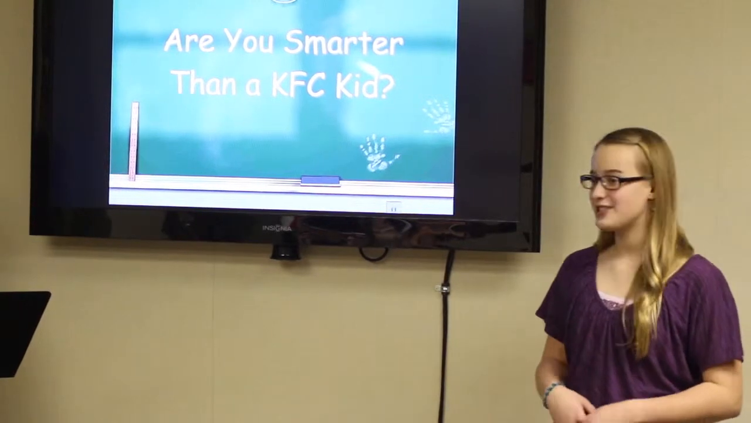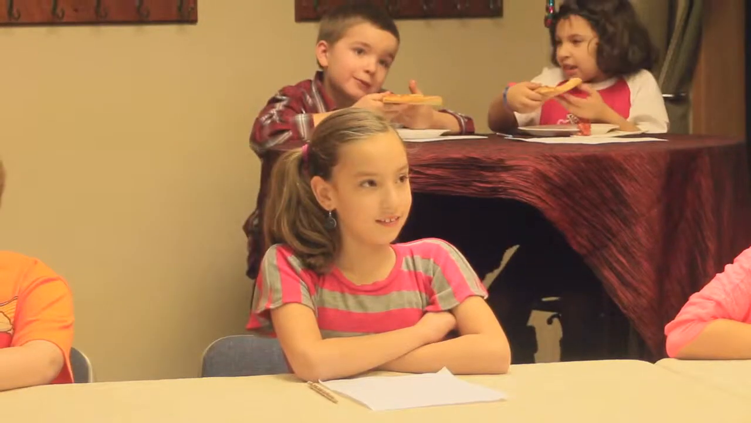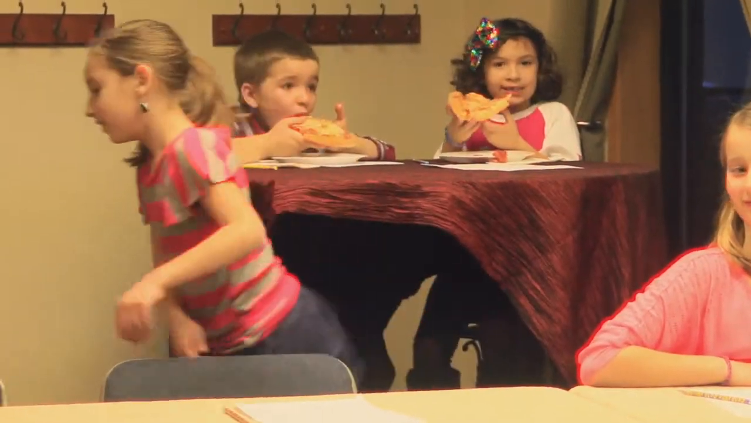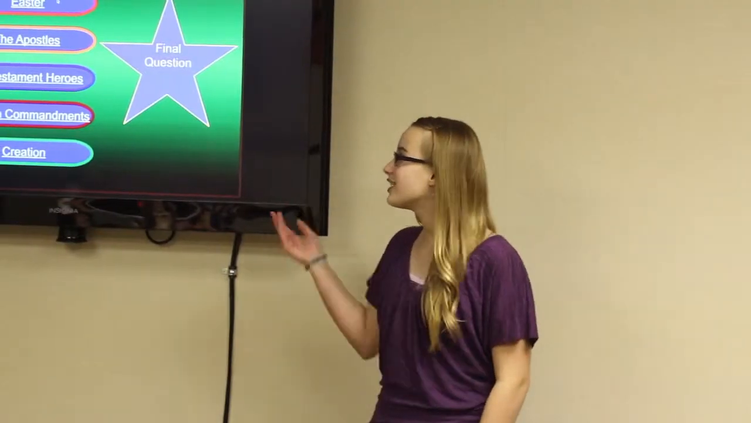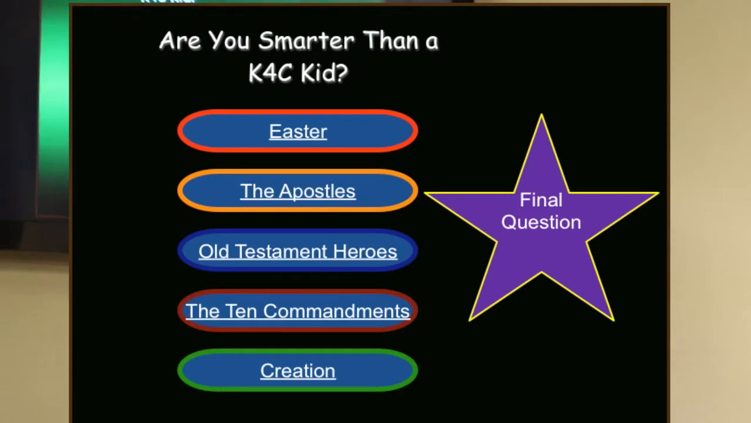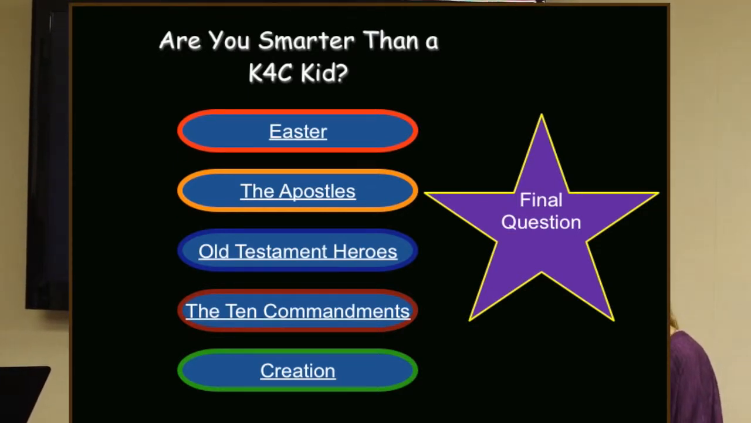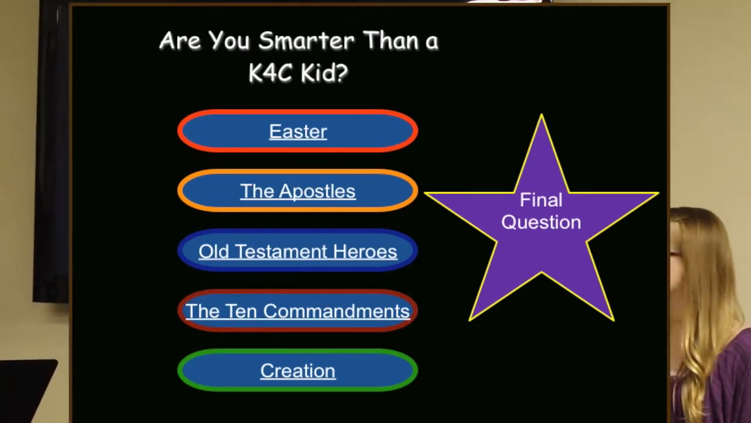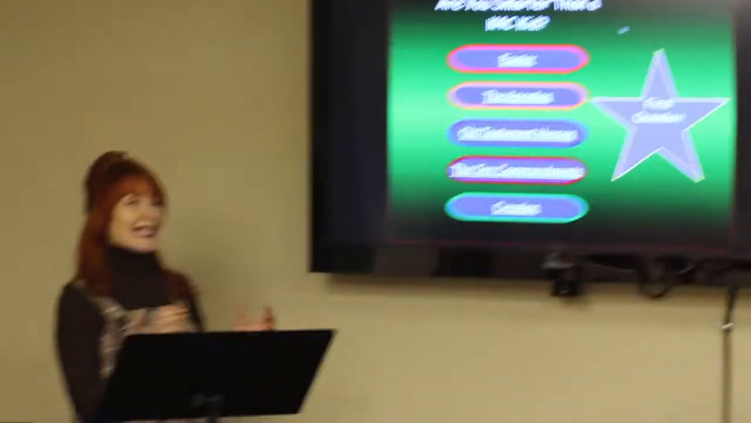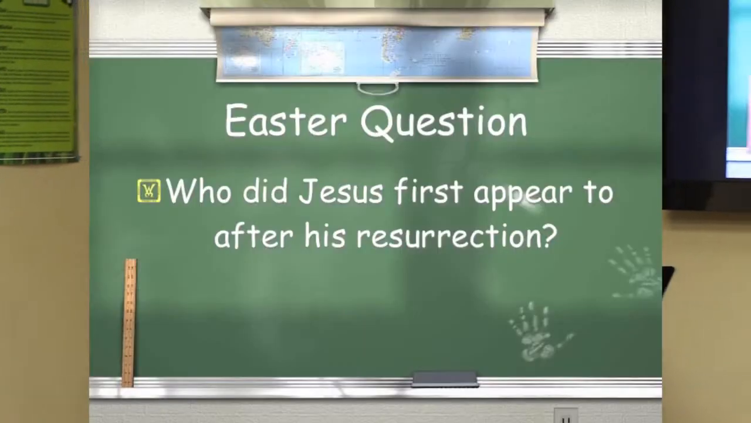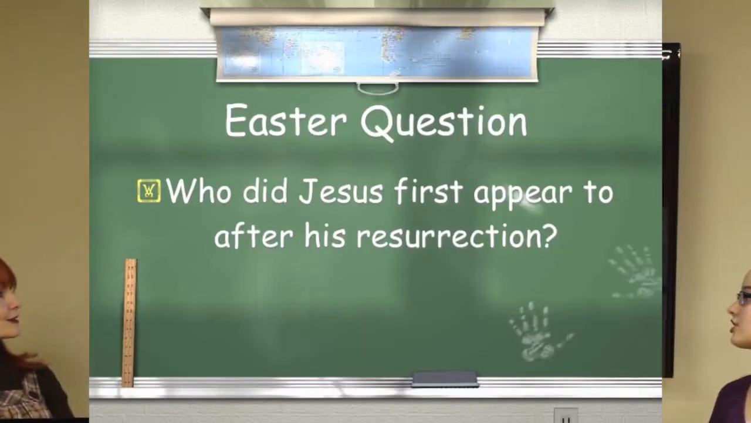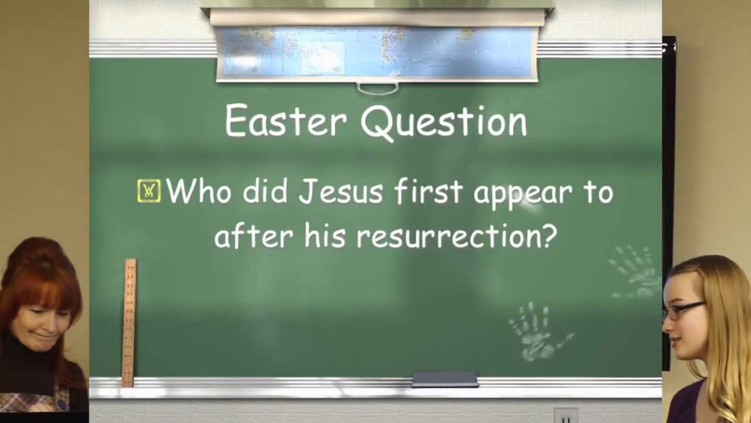Okay, so now you get to choose your first student. I'd like to choose Alora. Come on up. These are our categories: Easter, the Apostles, Old Testament heroes, the 10 Commandments, and creation. Debbie, go ahead and pick your category. First, I'd like to pick Easter. For Easter, the question is, who did Jesus first appear to after his resurrection? Debbie and Alora, you can go ahead and write your answers.